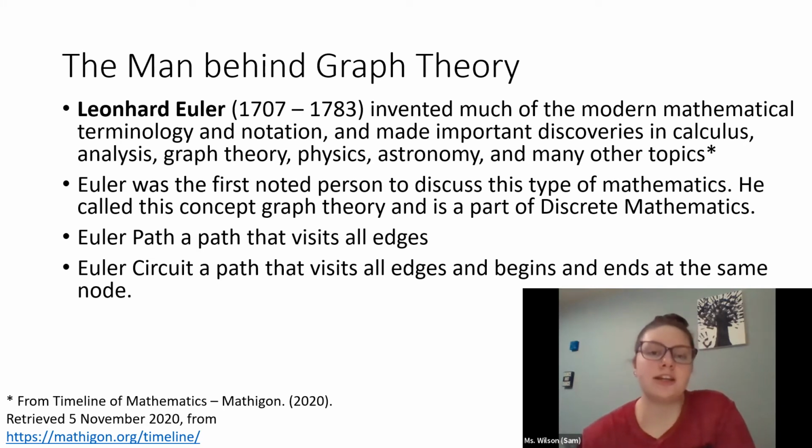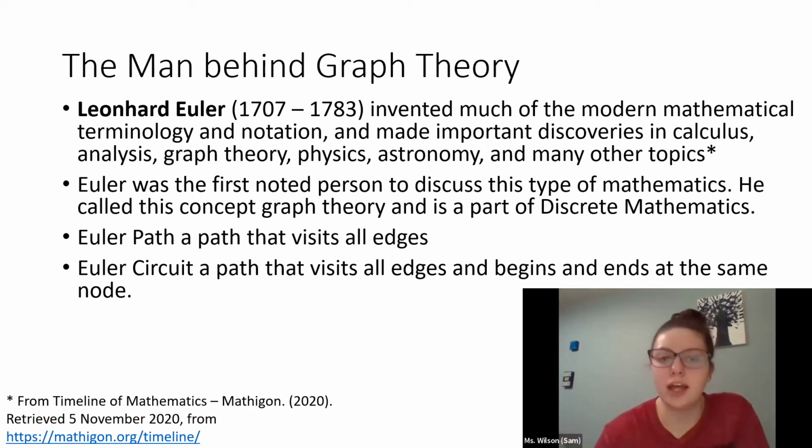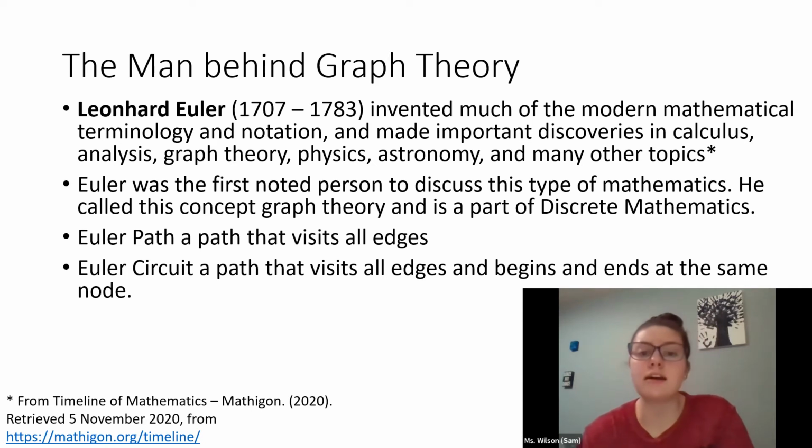As Mercedes mentioned in the last slide, she said this man. Who is this man behind graph theory? His name was Leonhard Euler. He lived from 1707 to 1783. He invented much of modern mathematical terminology and notation and made important discoveries in calculus, analysis, graph theory, physics, astronomy, and many other topics. Euler was the first noted person to discuss this type of mathematics. He called this concept graph theory, which is a part of discrete mathematics.